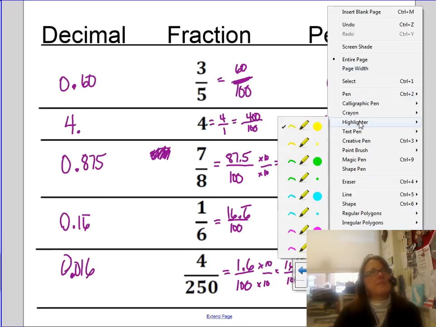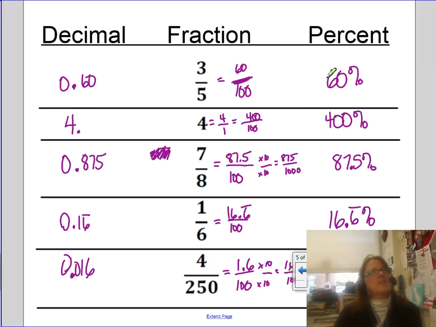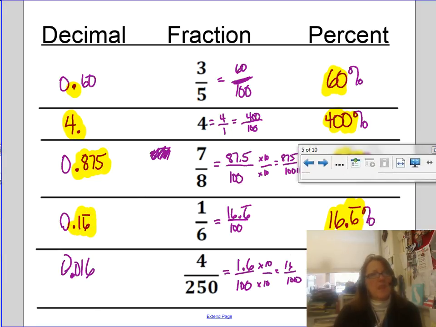Grab my highlighter. Okay? When I had the percent 60, it ended up being decimal point 60. When I had 400%, it ended up being just 4 with the decimal point to the right. 87.5% becomes 0.875. 16.6 repeating percent becomes 0.16 repeating. And this one, which said 1.6%, ends up being 0.016. Let's keep looking, see what's happening here.